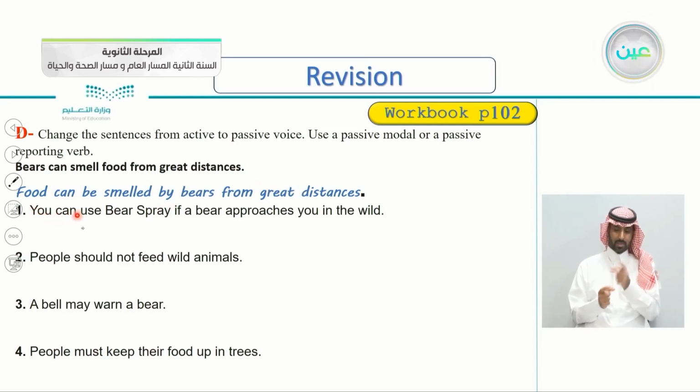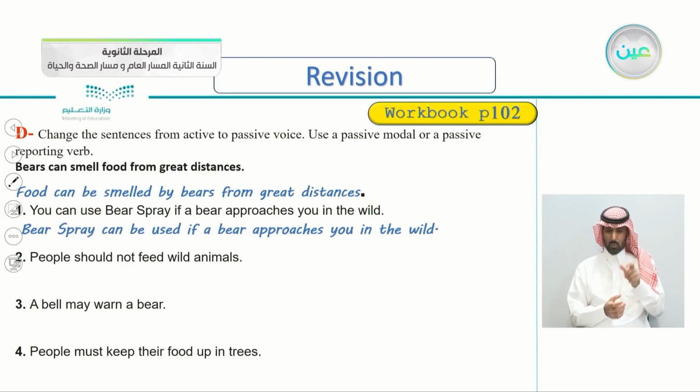So number one, you can use bear spray if a bear approaches you in the wild. You can use bear spray, begin with the object. So how do we answer this one? Change from active to passive voice. So number one would be, yes, bear spray can be used. So we begin with the object, bear spray. Bear spray can be used if a bear approaches you in the wild.